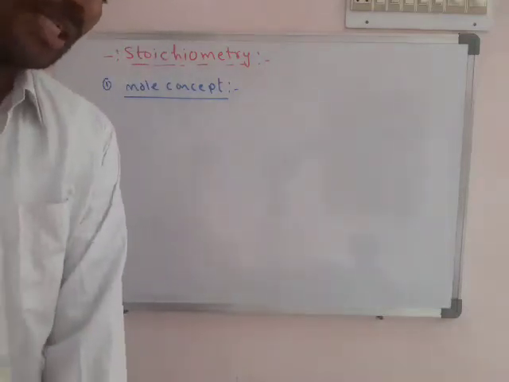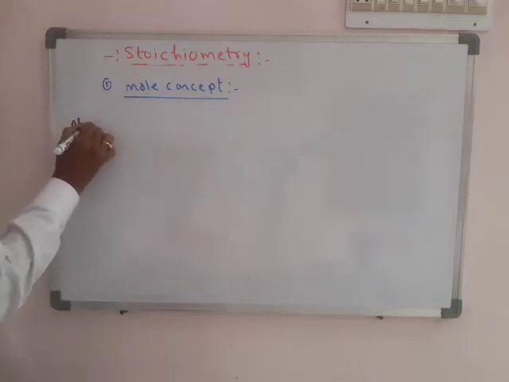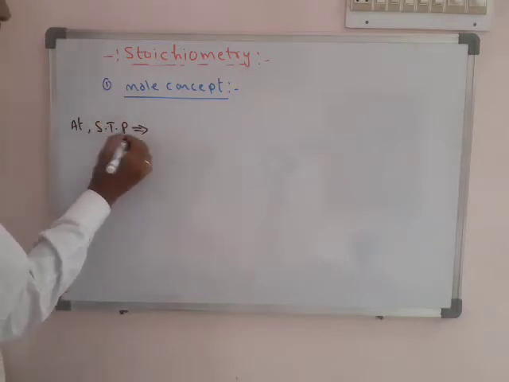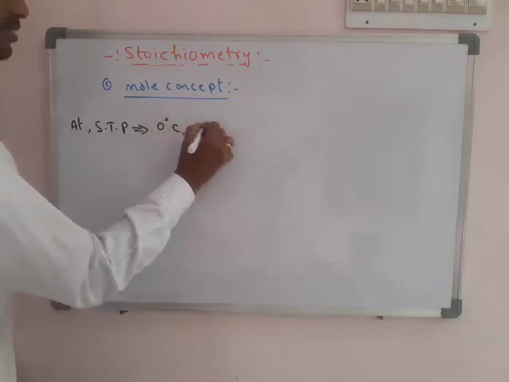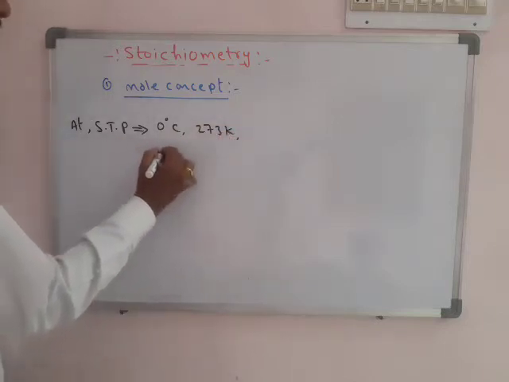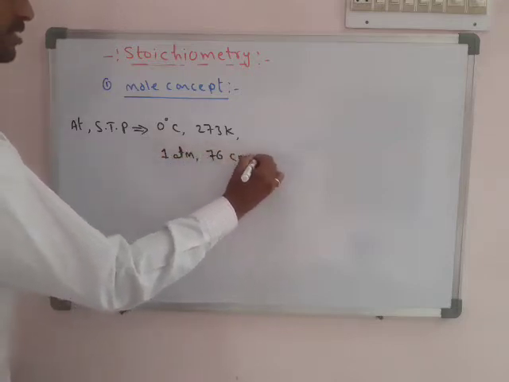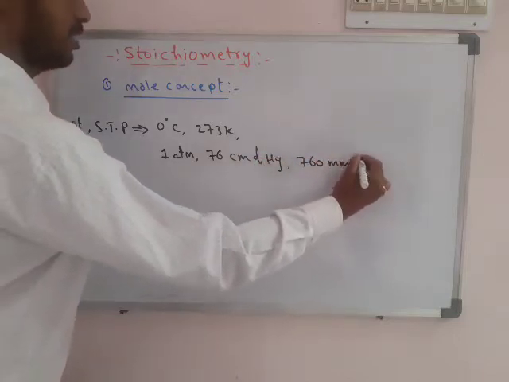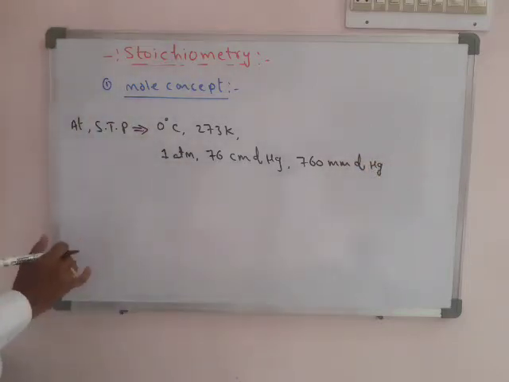I will give you the general information. In the mole concept, the main condition is at STP. We know STP is standard temperature and pressure. What is standard temperature? 0 degrees Celsius, or 273 Kelvin, is treated as the standard temperature. What is standard pressure? 1 atmosphere, 76 centimeters of Hg, or 760 millimeters of Hg. These are useful in the problems. This is called STP conditions.